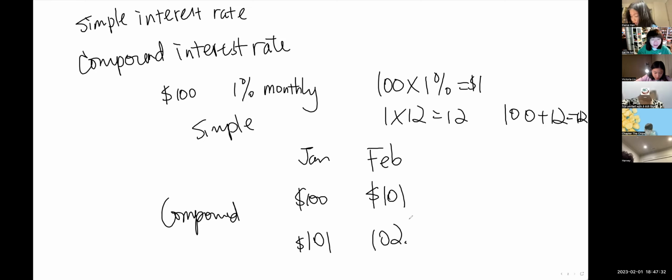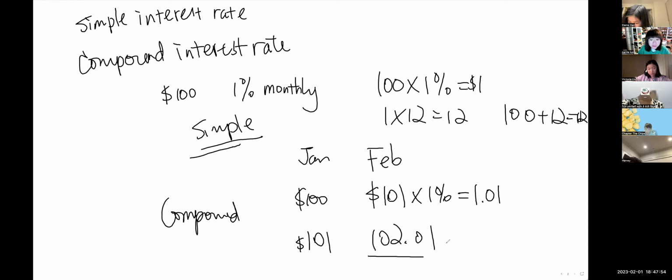Daniel said it doesn't matter, it's just a little bit of money, right? Let's see. If it's 101, times 1% equals $1.01. So instead of $102 with simple interest, the compound interest will give you 102 and 1 cent. Some of you say, it's just 1 cent, teacher, I don't care.